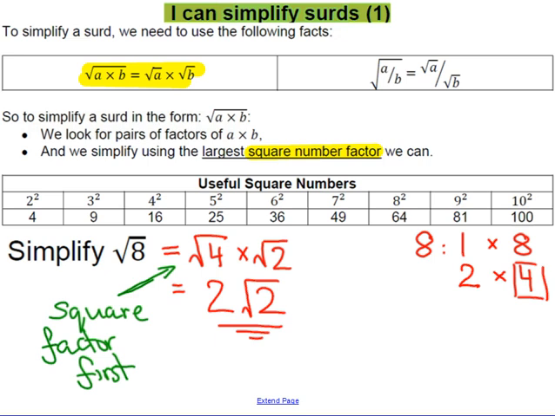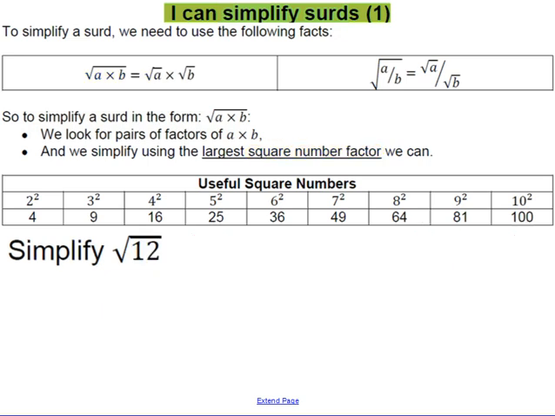Okay, let's look at a few more of these. So I'm now asked to simplify the square root of 12. So let's go through my factor pairs of 12. So 12 factorises down to 1 times 12.